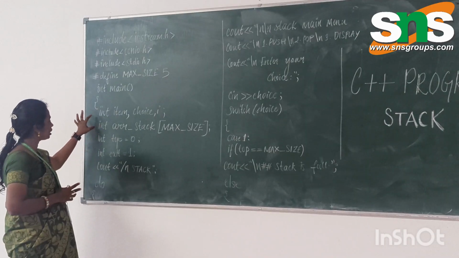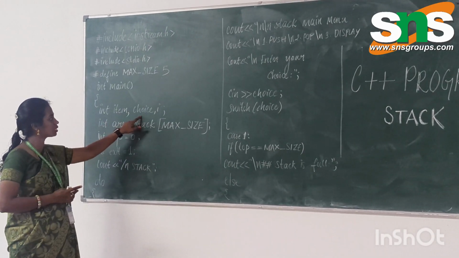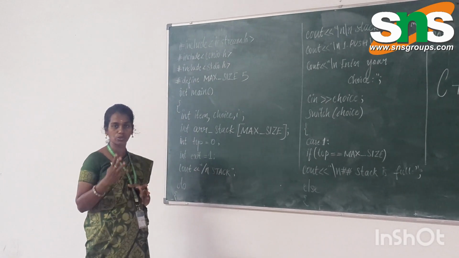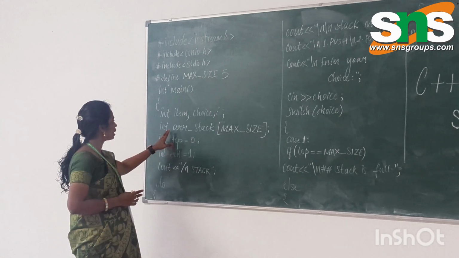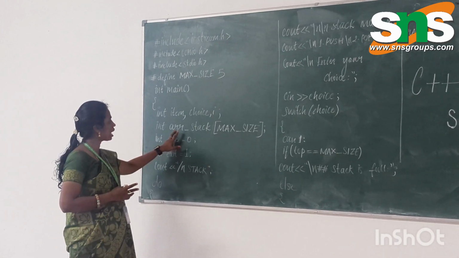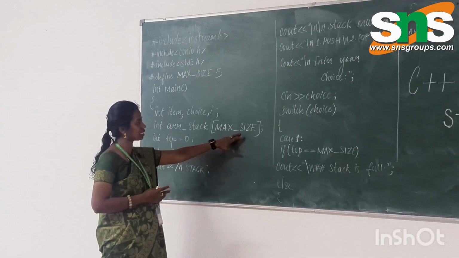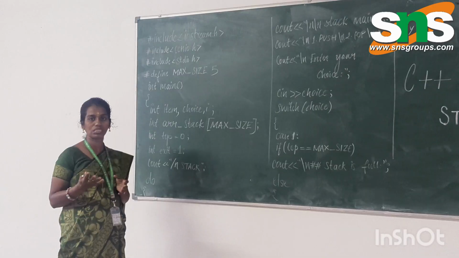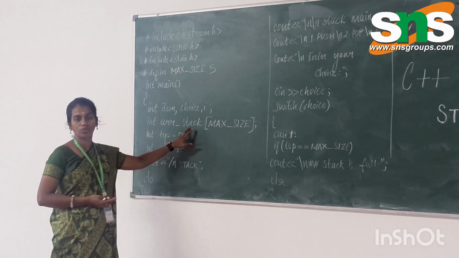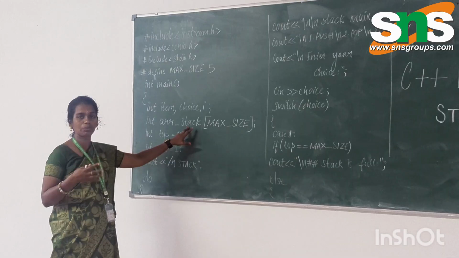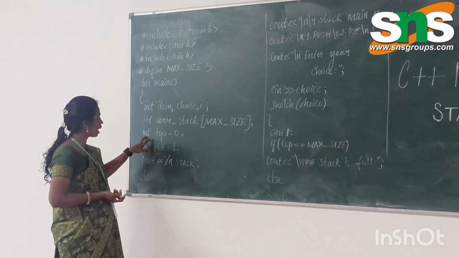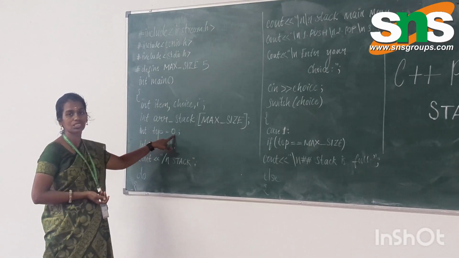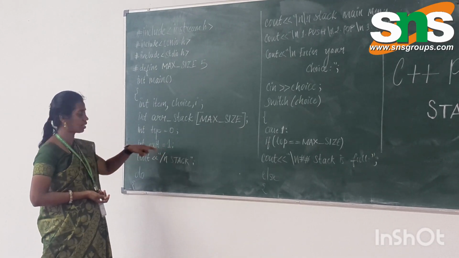So I have declared the necessary variables here, that means item and choice, two variables of integer data type. Before doing any calculation, we have to declare all the necessary variables. Then I have declared one more variable called arr, stack of max size. That means I have declared one array variable for storing and displaying the elements of the stack. In this array we are going to store the elements of our stack, which will be used for our stack operations. Then I have initialized two more integer variables, top and exit. Top is initialized with the value 0 and exit is initialized with the value 1.